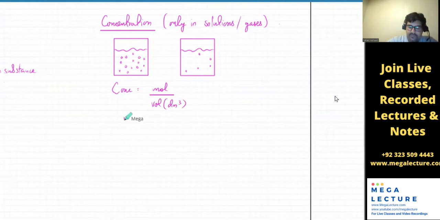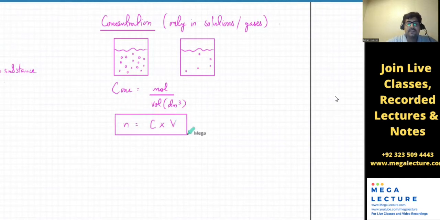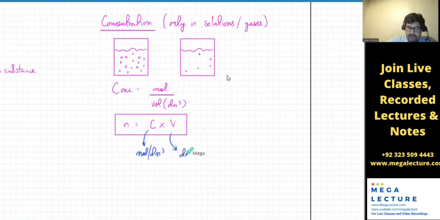N is usually the symbol for moles. So if I rearrange this, it's going to be n is equal to C times V, which is concentration times volume. So all solutions are going to be described by their concentration, whether they're less concentrated or more concentrated. So this is mole per dm cube, and this one is dm cube. Is that clear?